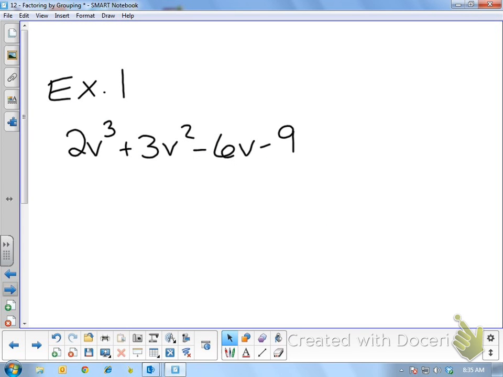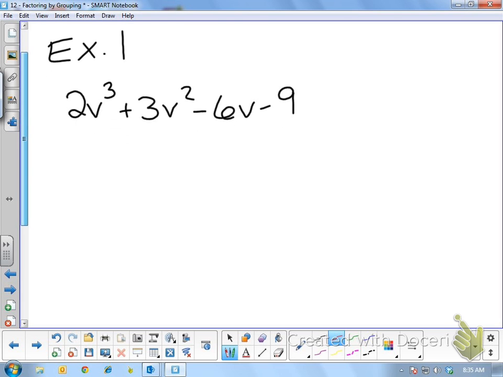So we're back to recording. Example 1. Now we're going to do the process without writing all the instructions down. We just have 2 more examples. One where we do the process without writing the instructions down. One where we have to factor out some weird variables as we go along. So we look at this problem: 2v to the 3rd plus 3v squared minus 6v minus 9.